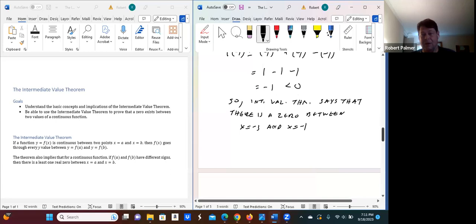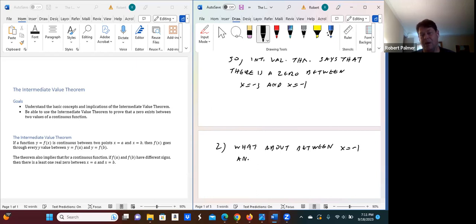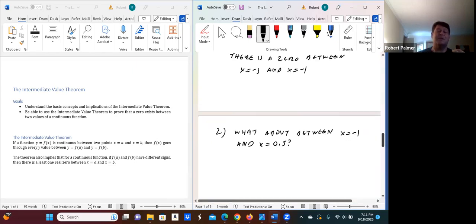Okay, so let me ask this as a question. What about between x equals -1 and x equals 0.5? As we'll see, if there's a sign change, it guarantees there's a 0. But if there's no sign change, it doesn't necessarily imply there isn't one.